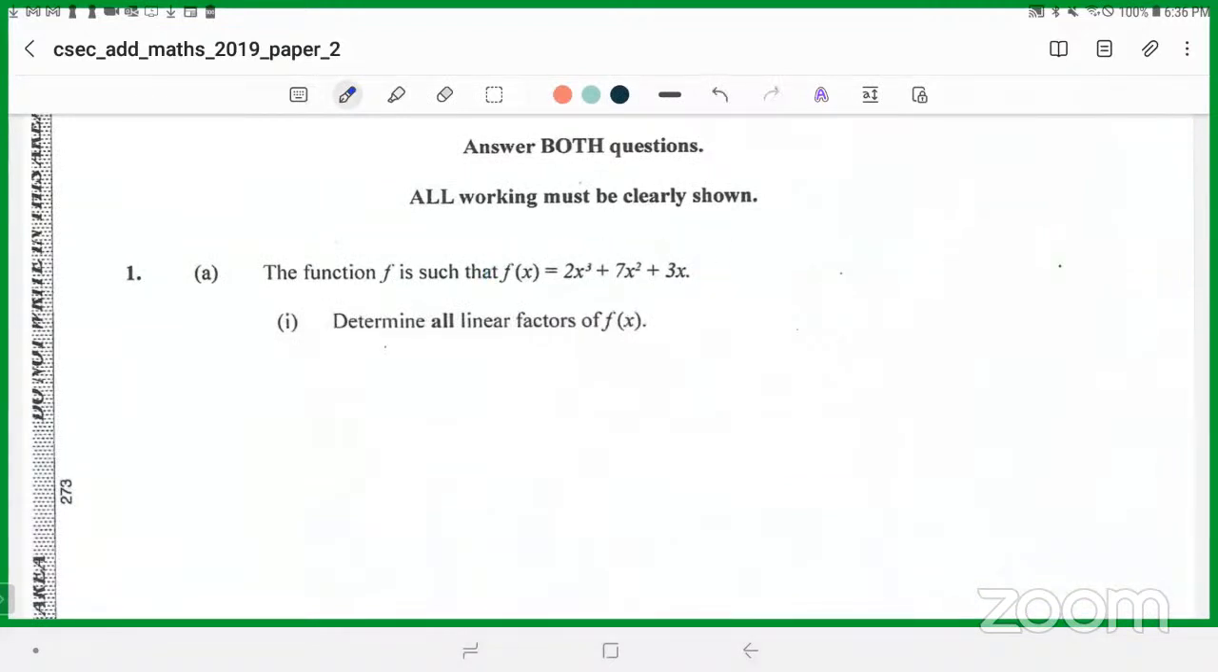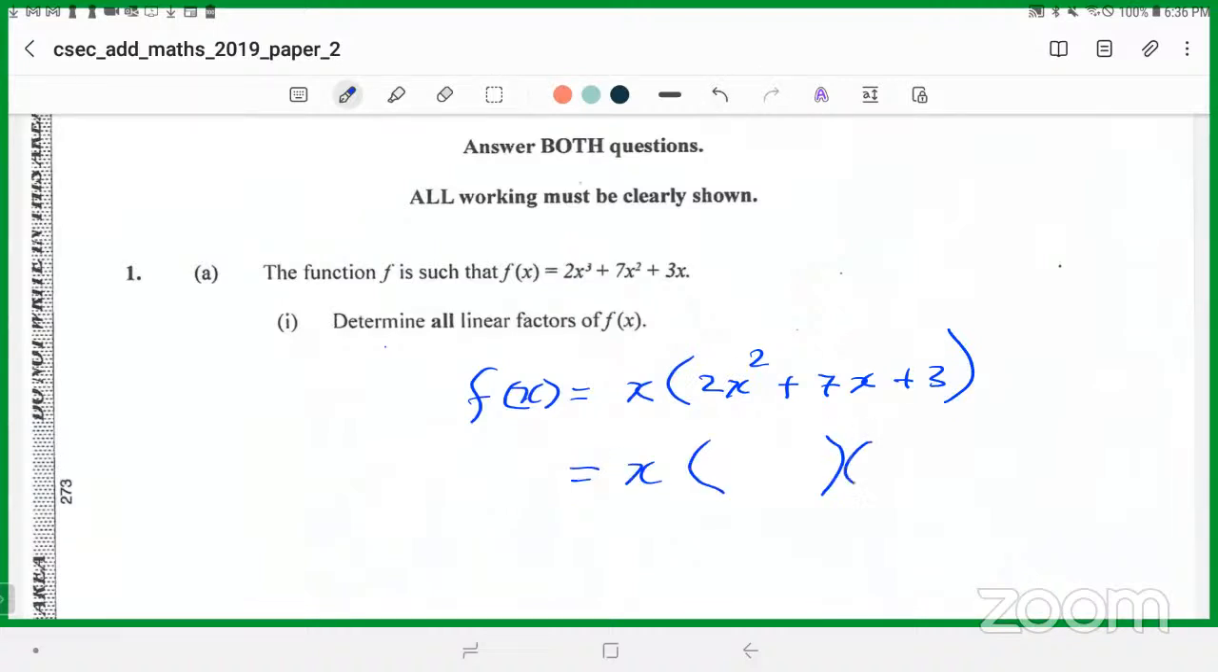And I want us to get all the linear factors. So factorize. And it's pretty straightforward because there's no constant term in this. So x is the first common factor. You can see that. So firstly, f of x is going to be x into 2x squared plus 7x plus 3. And then this is just your normal quadratic. And you have prime coefficients at the end. So it becomes very easy to factorize.